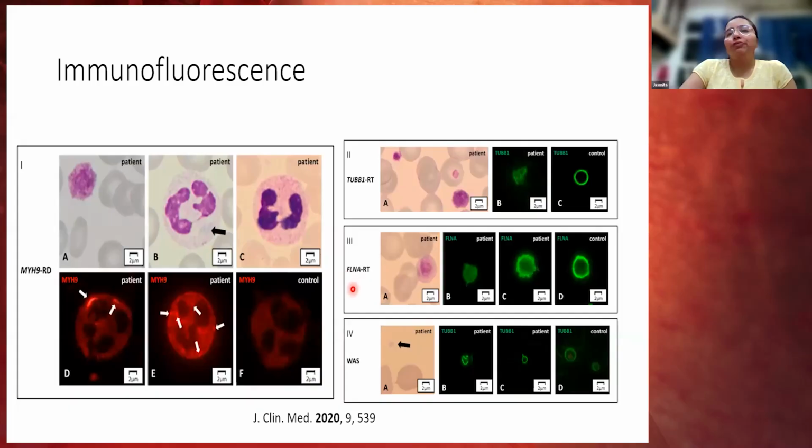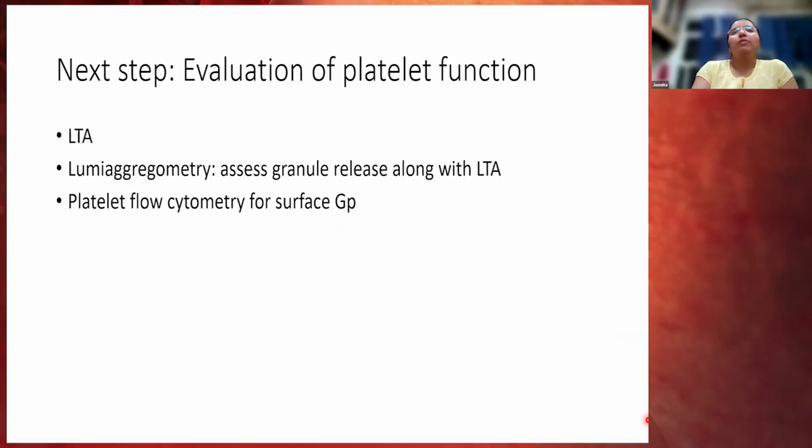The next example is that of FLNA-related thrombocytopenia. This is the filamin protein which has been stained. You can see that in the control, it is limited to the membrane, while in the patient, you see abnormal distribution, not just at the membrane, but also at the center. For Wiskott-Aldrich syndrome also, they have described a tubulin abnormality, the beta tubulin 1. Instead of being a completely round circle, there are defects like clefting, or even figure of 8 appearances. Immunofluorescence can also be applied to the diagnosis of PFS, but again, this is not a widely applied test. So what is the next widely applied test?